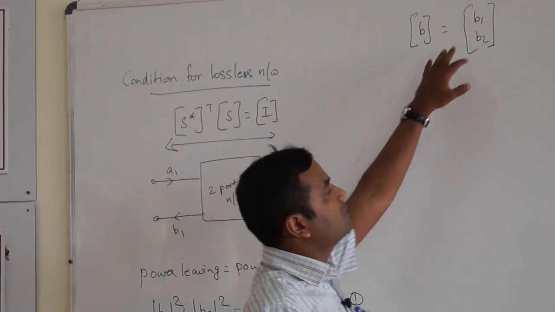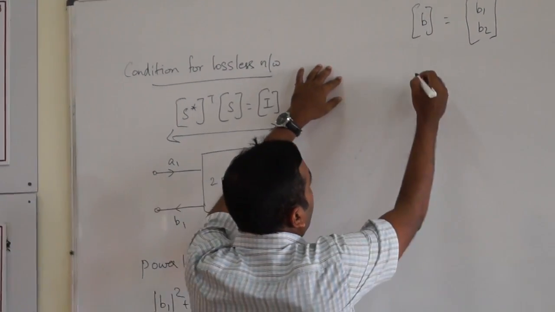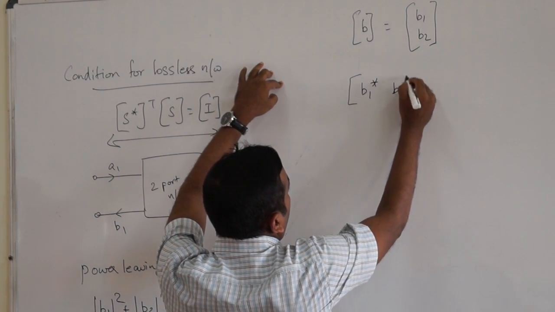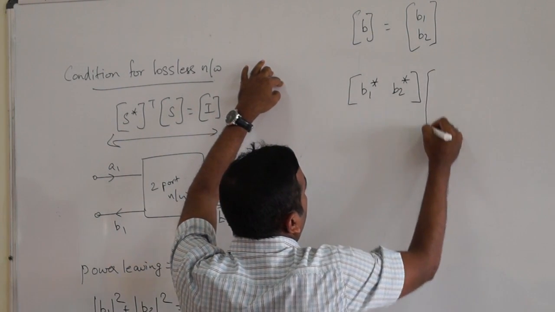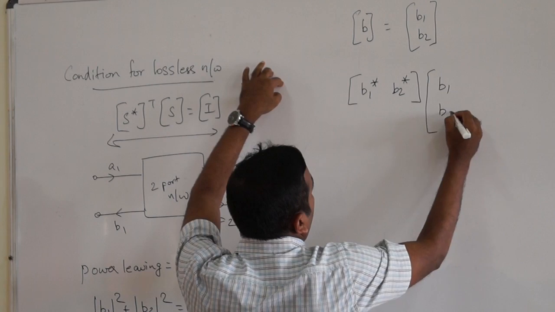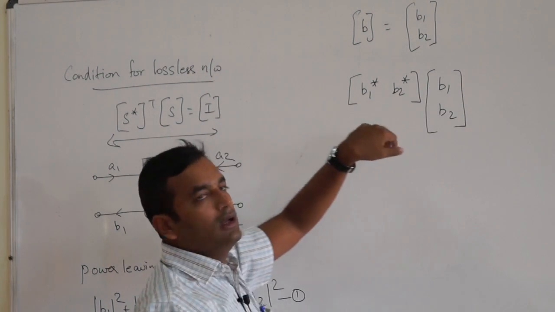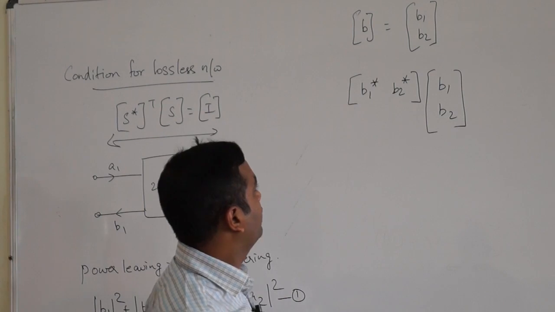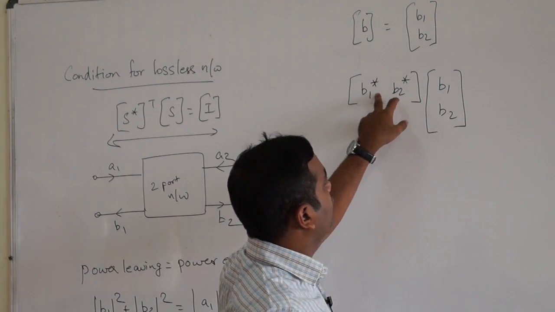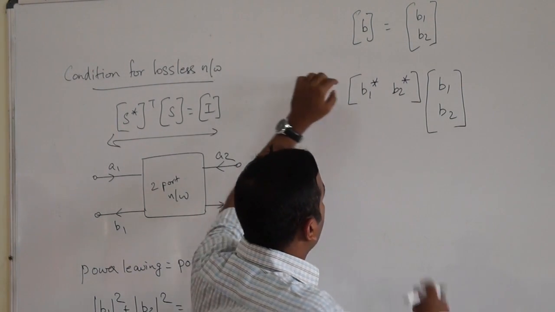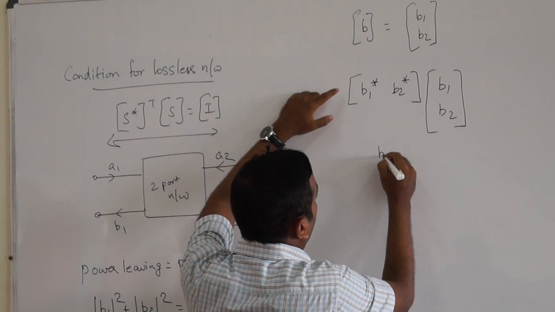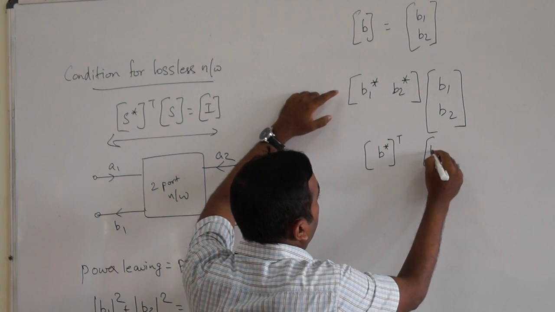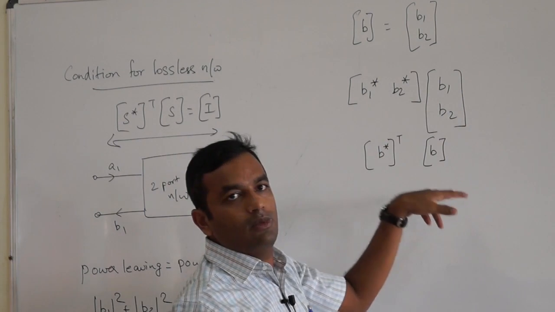If I want B1 squared and B2 squared, what I'm going to do is take B1 star, B2 star, into B1, B2. This will give me B1 squared plus B2 squared. So what have I done? This is nothing but I have taken the transpose of this fellow. So this will give me B1 squared plus B2 squared.